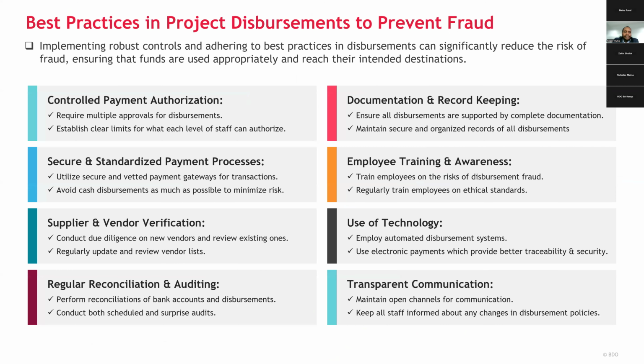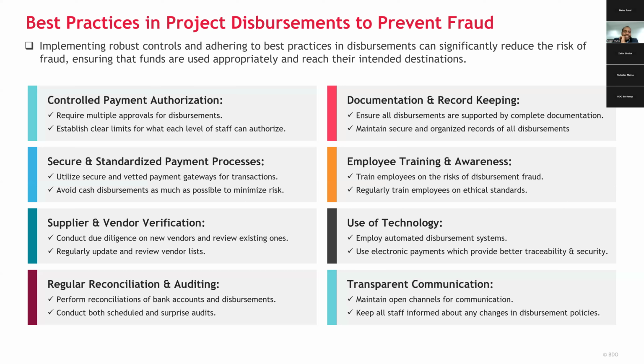Then we're going to look at best practices in project disbursements. So obviously, after project budgeting, we need to know the best practices in project disbursements to prevent any forms of fraud. The first one is controlled payment authorization. So this is what we talked about before, having multi-level approvals for your disbursements, especially the large sums. And having also authorization limits. So establishing very clear limits on what level of staff can authorize what level of project disbursements. So this will limit any potential disbursements and ensure oversight.